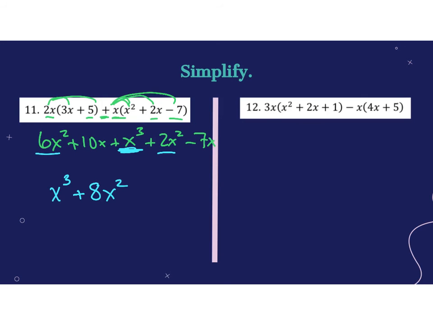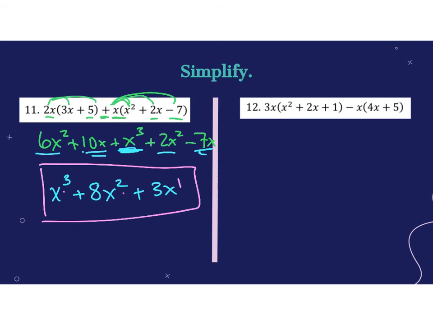Then I go to the x terms. I have a 10x and a negative 7x. 10 minus 7 gives me 3. So that's 3x for the x term. My exponents decrease: 3, 2, and 1. So I'm in standard form, and I've taken care of all of the parentheses and all of the exponents, and I've written it in standard form, so I'm good. All right, let's take a look at number 12.